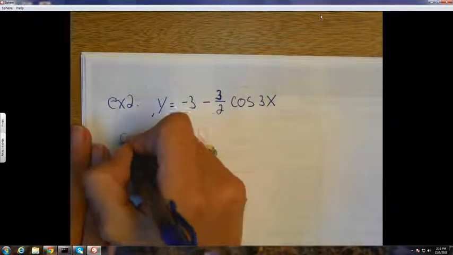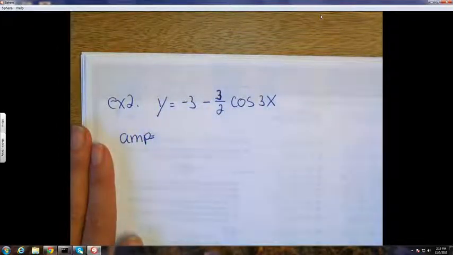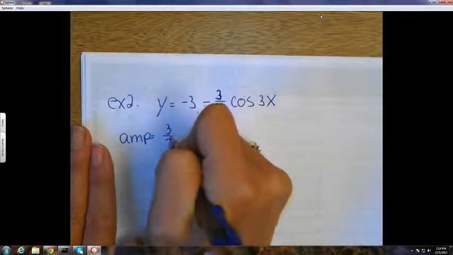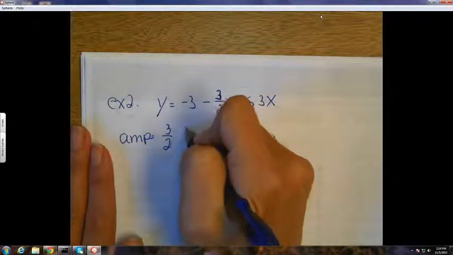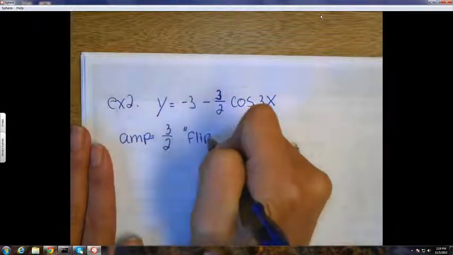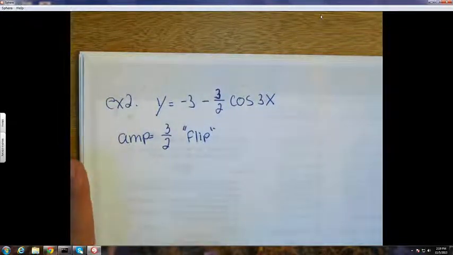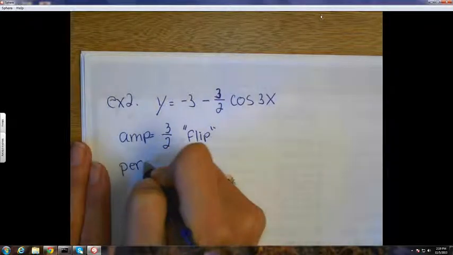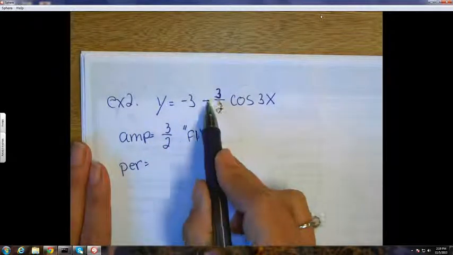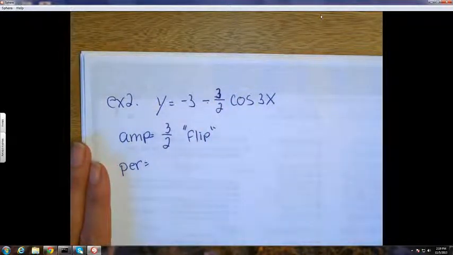Amplitude first. What do we got for amp? Negative 3/2? I will mark that wrong on a test. It's 3/2. Amplitude is the distance between the axis and the max and the axis and the min. But then you got to remember to flip this little puppy over. I think it's good to keep it in your head when you're making your table. Why did you flip it only for cosine? Only for negative a value. That's why we're flipping.